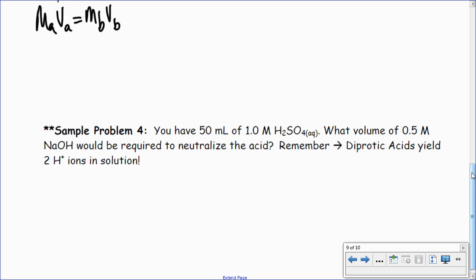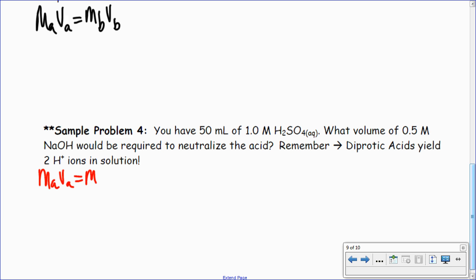4th one, why did I double star this one? You have 50 mils of 1 molar H2SO4 solution. What volume of a half molar NaOH should be required to neutralize the acid? Remember, diprotic acids yield 2 ions in solution. So there's your hint. What's the molarity of H2SO4?